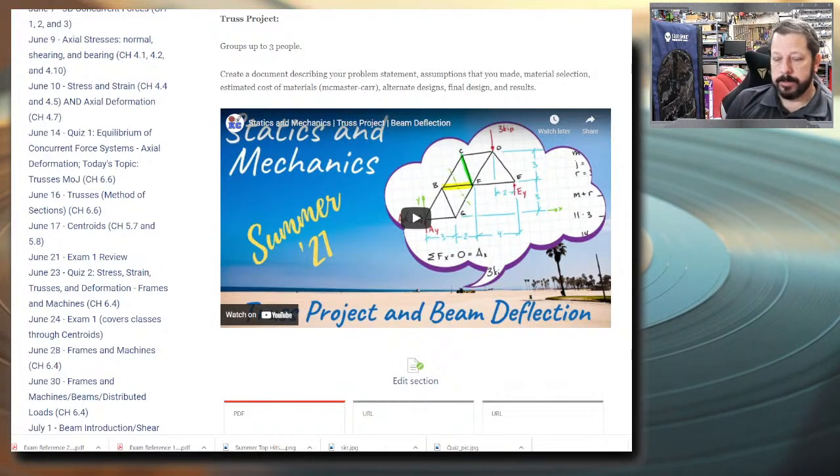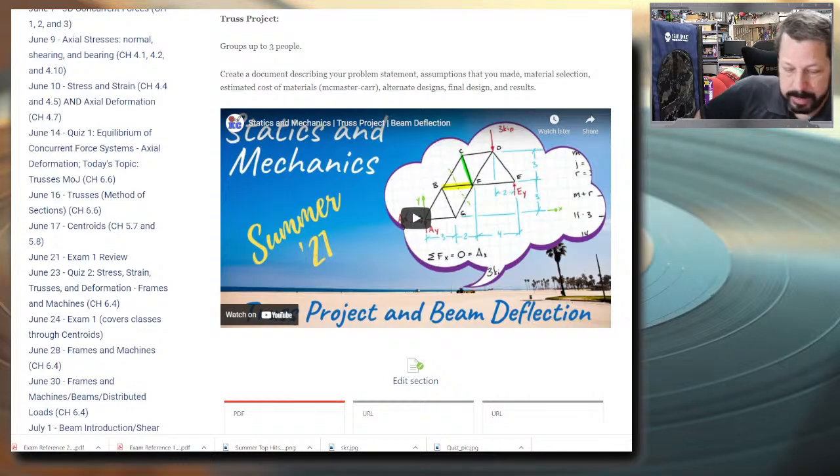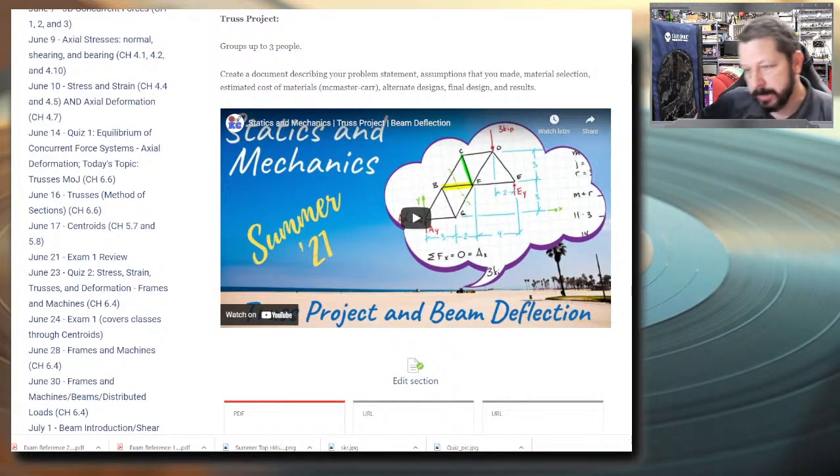Today we're going to talk some more about beam deflection, really just work some examples of beam deflection, and I guess we'll talk about it as we do that. And then we'll also talk about initiating our Truss project, so the bigger project that you will work on periodically from now until the end of the quarter. We'll do that at the end of the stream. We'll start out with just beam deflections.